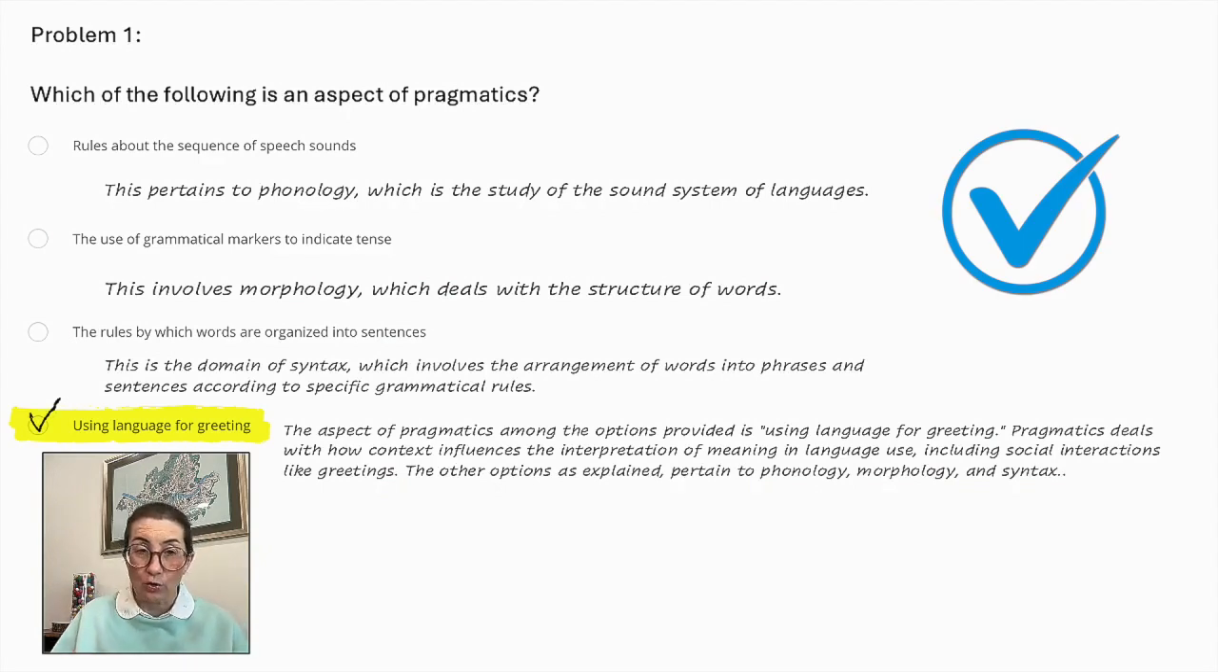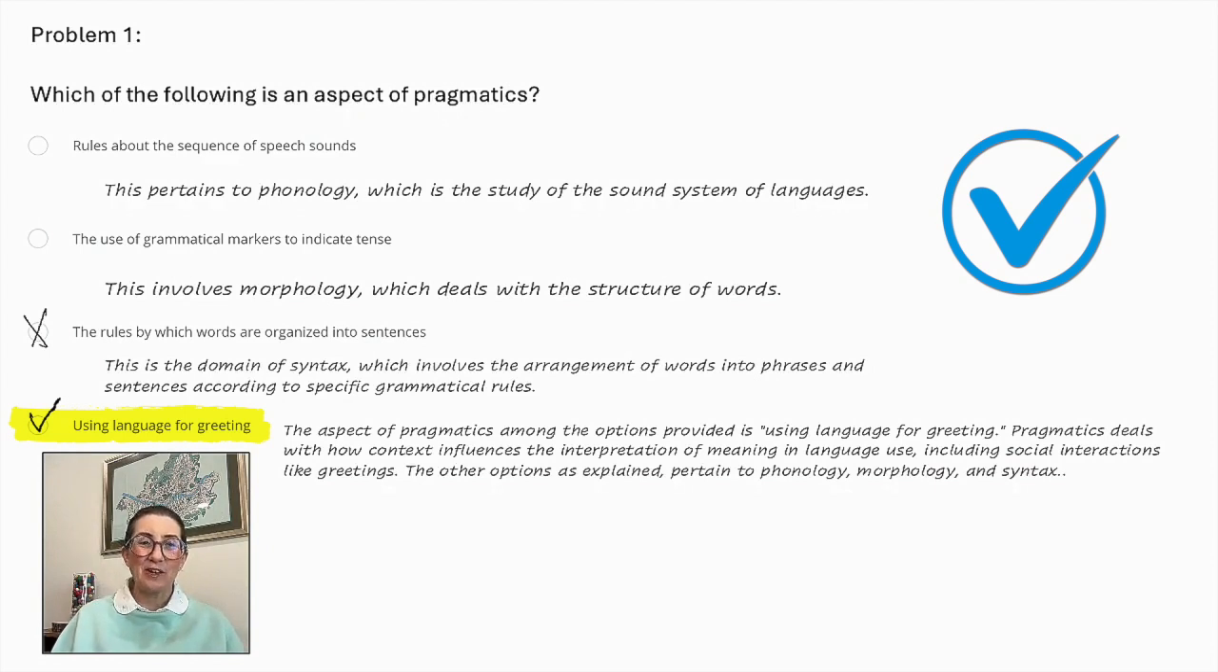for greeting is the correct answer here, but I want to explain why the other ones are not the correct answers. The rules by which words are organized into sentences. This is the domain of syntax, which involves the arrangement of words into phrases and sentences according to specific grammatical rules. Syntax explores how sentences are constructed and how the different parts of a sentence interact to convey meaning. So that is clearly not the correct answer.